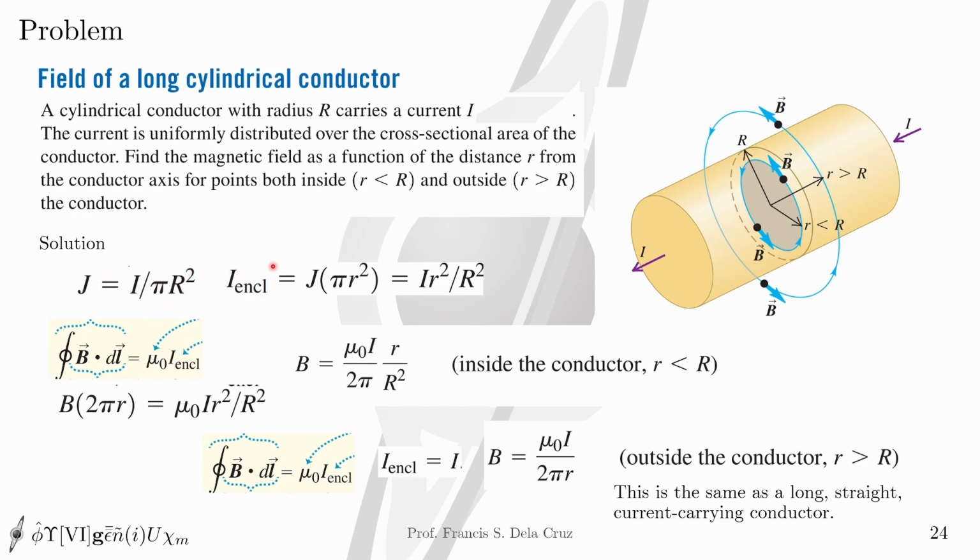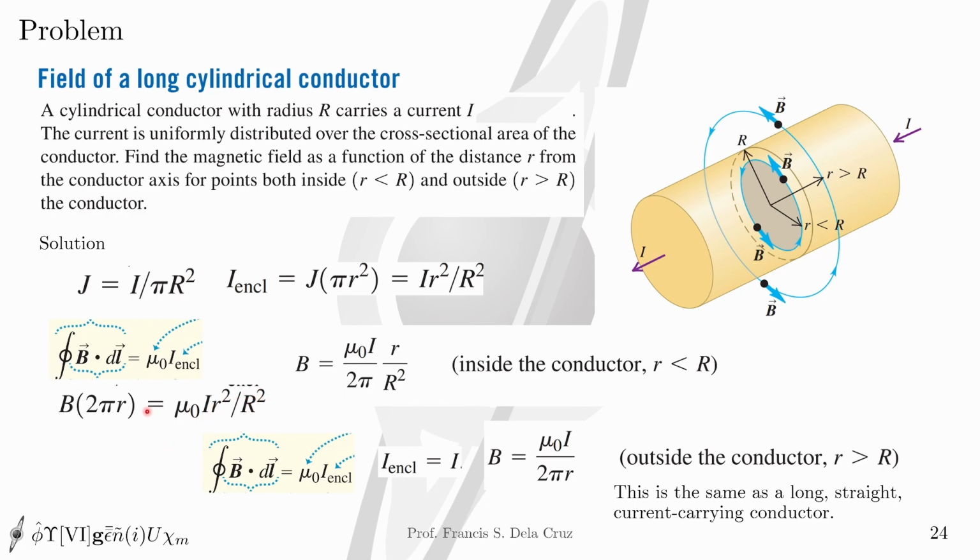It is equivalent to I over pi R squared. And now that we have this enclosed current, we know that the area bounded by this path is equal to pi small r squared. If we substitute this, you will get I r squared over R squared. Now that we know the enclosed current, we substitute it into Ampere's law. Therefore, it will be equal to mu naught I r squared over R squared.